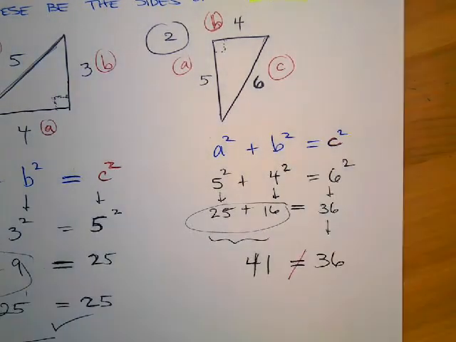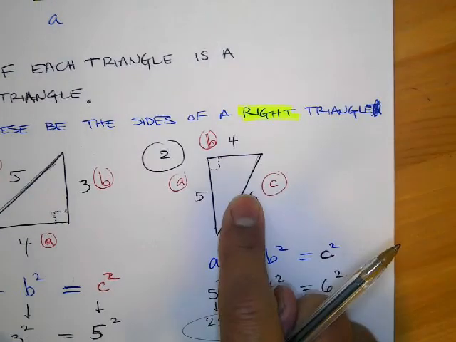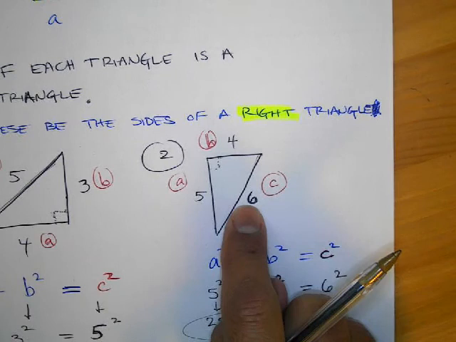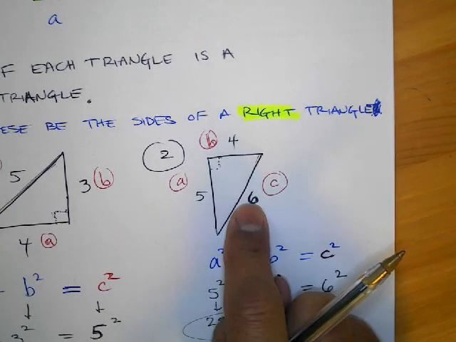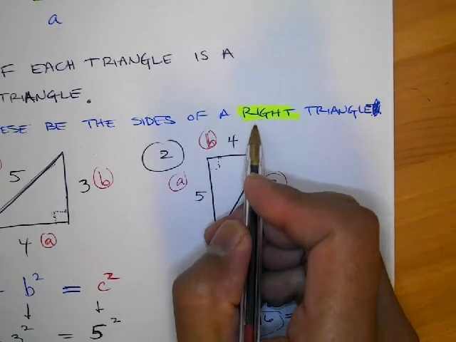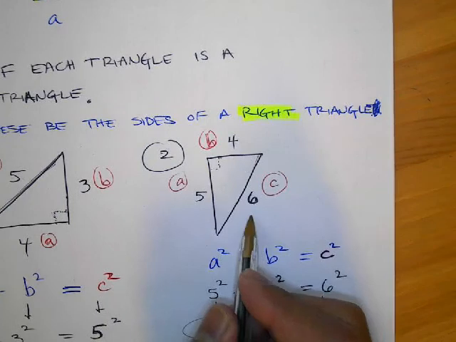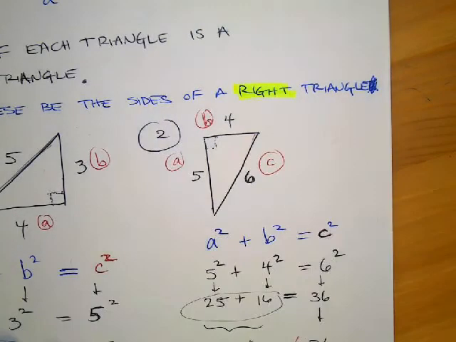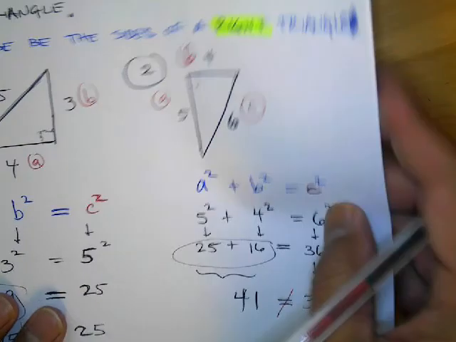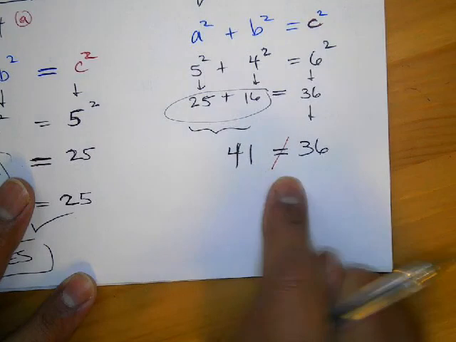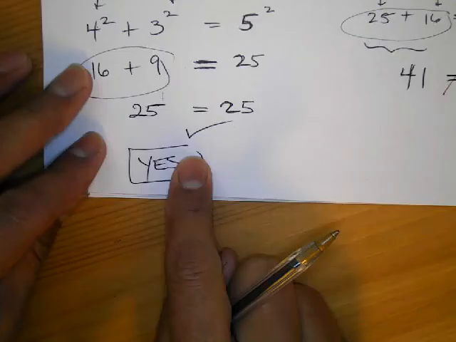It didn't give you the equals. They're not equal. So what does that tell you? No, they're not equal. That tells you that nope. I mean, these could be the sides of a triangle, but this is not the sides for a right triangle. You can have a triangle with a 4, 5, or 6, but it won't be a right triangle. It won't have 90 degrees.